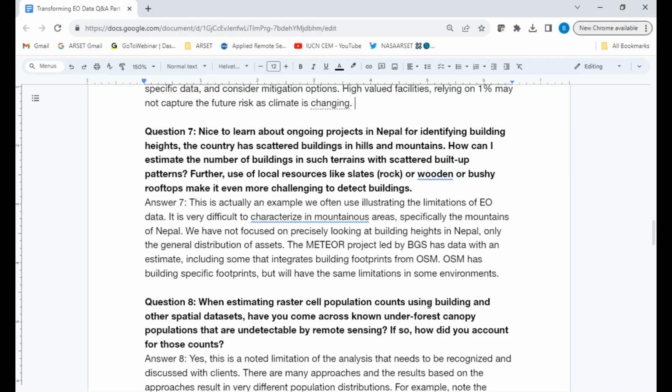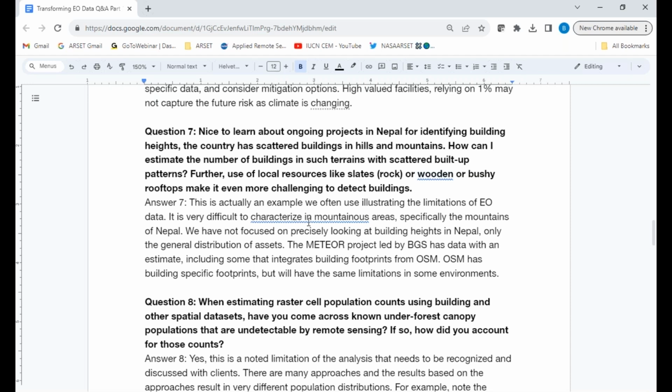Great, thank you. Question 7. It's nice to learn about ongoing projects in Nepal for identifying building heights. The country has scattered buildings in hills and mountains. How can I estimate the number of buildings in such terrains with scattered built-up patterns? Further, the use of local resources like slates, rock, or wooden or bushy rooftops makes it even more challenging to detect buildings. Have you seen any similar work in this area?